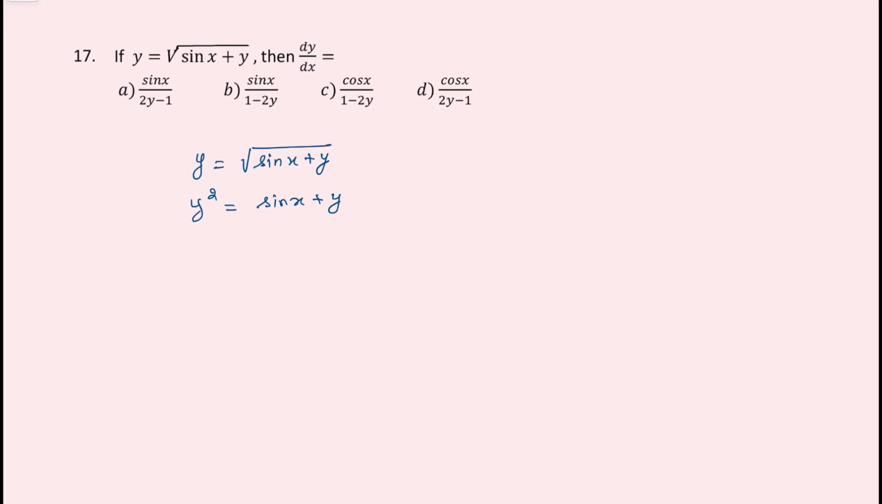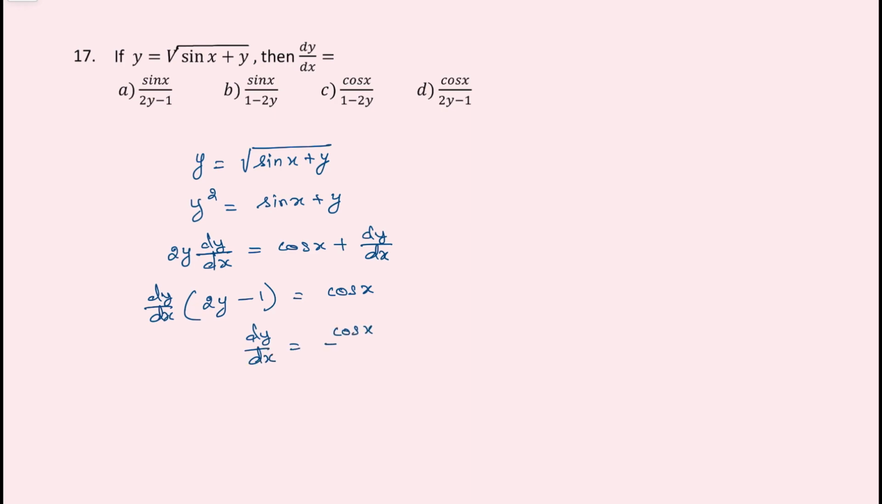Now let us differentiate with respect to x. Power has to be differentiated first, then y has to be differentiated with respect to x, which is dy by dx. Derivative of sine x is cos x, and derivative of y is dy upon dx. Let us collect dy by dx terms on the left hand side. 2y minus 1 equal to cos x. Therefore, dy upon dx will be cos x upon 2y minus 1. D option is the correct option.